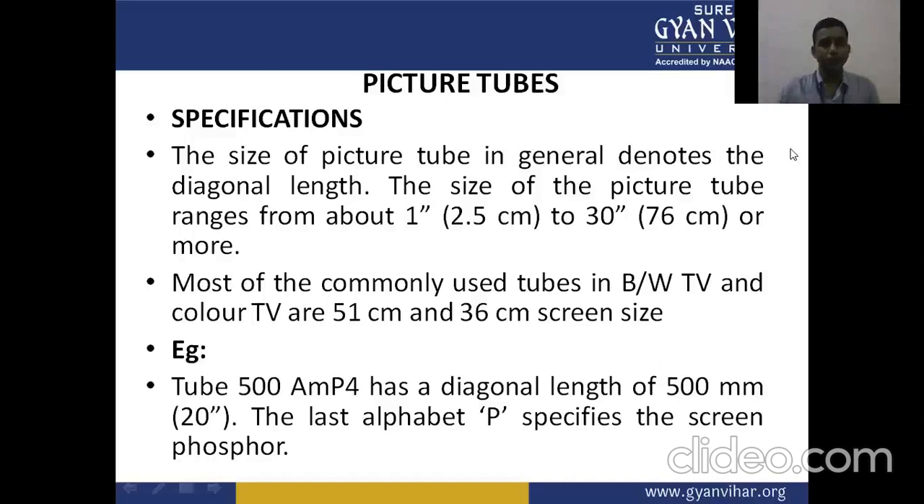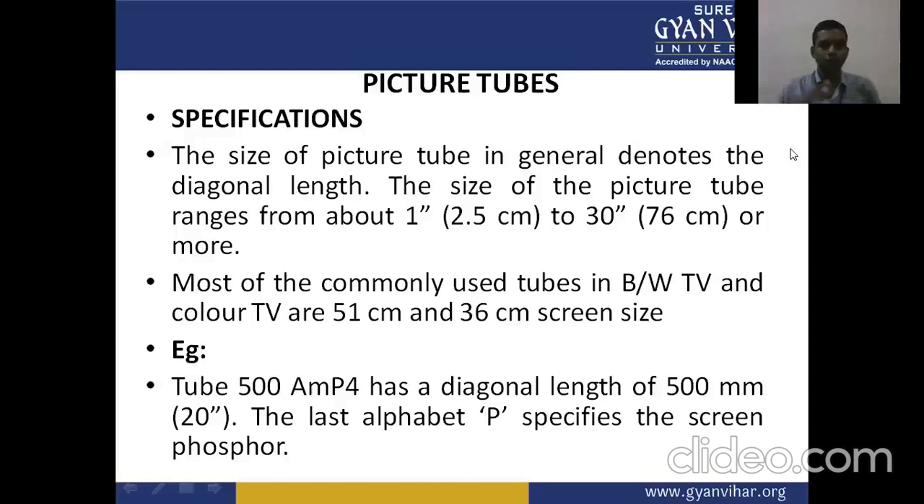The size of the picture tube is generally denoted by the diagonal length. The size of picture tubes ranges from 1 inch to 30 inches or more. So 30 inches equals 76 centimeters, because 1 inch is equivalent to 2.5 centimeters. And so we have picture tubes from 1 inch to 30 inches, or more than 30 inches, available nowadays.